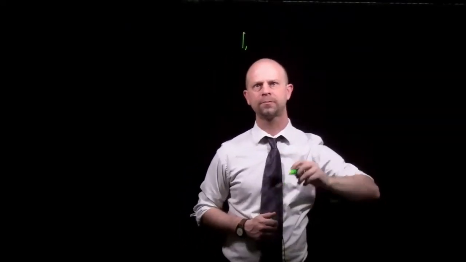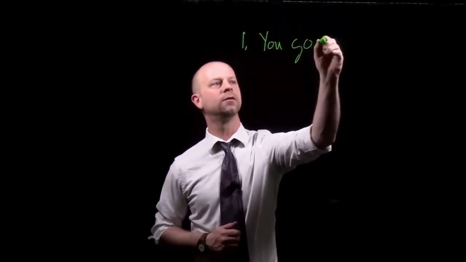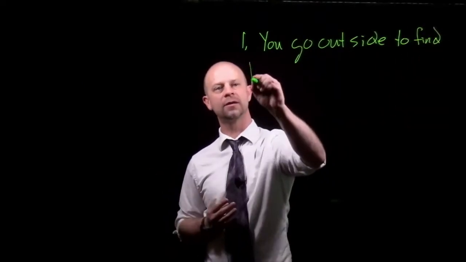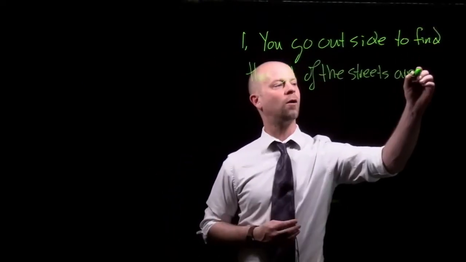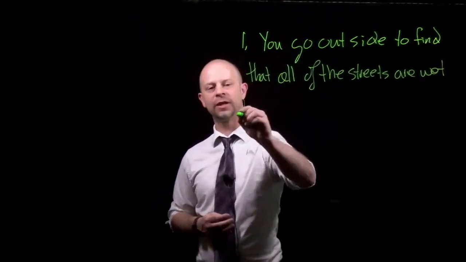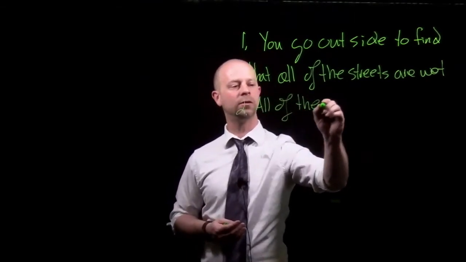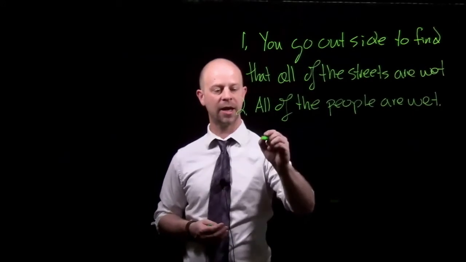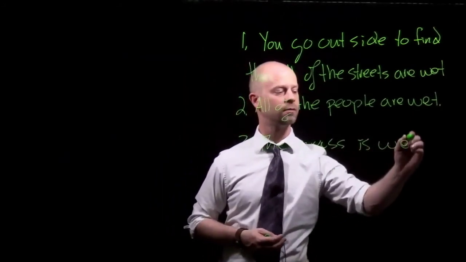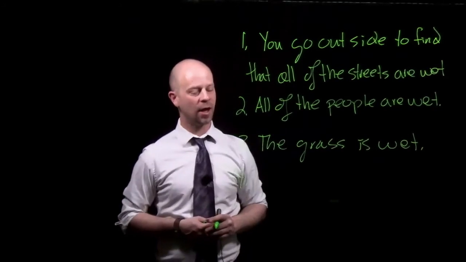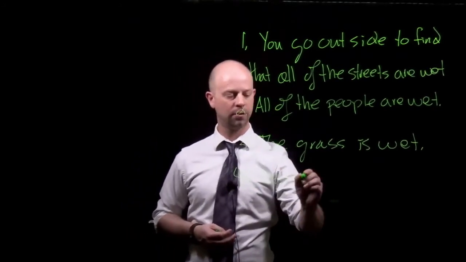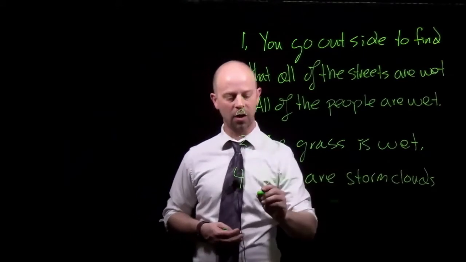So let's look at one more argument to make sure that we really understand how induction is supposed to work. Consider this argument. Premise 1. Let's say you go outside and you find that all of the streets are wet. Premise 2 says it also turns out that all of the people are wet. And let's say that the grass is wet. And we might even say that there's another premise. Let's say there are storm clouds on the horizon.